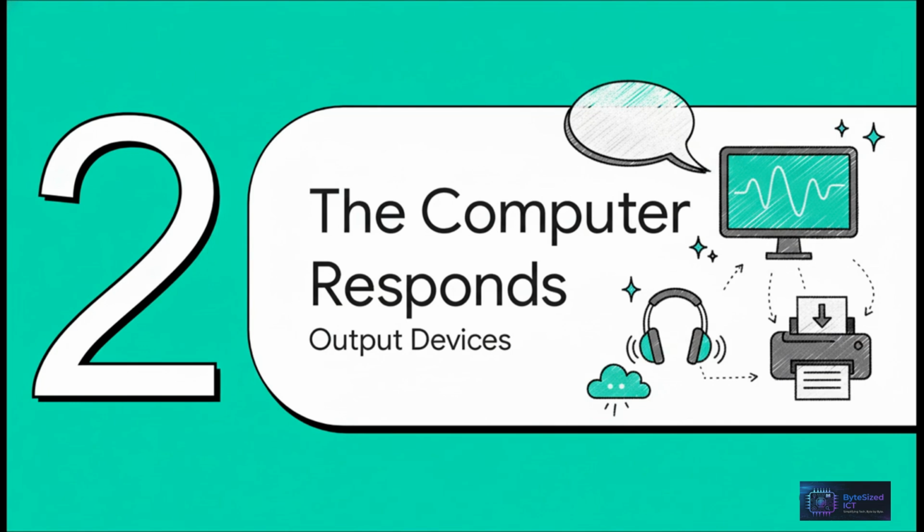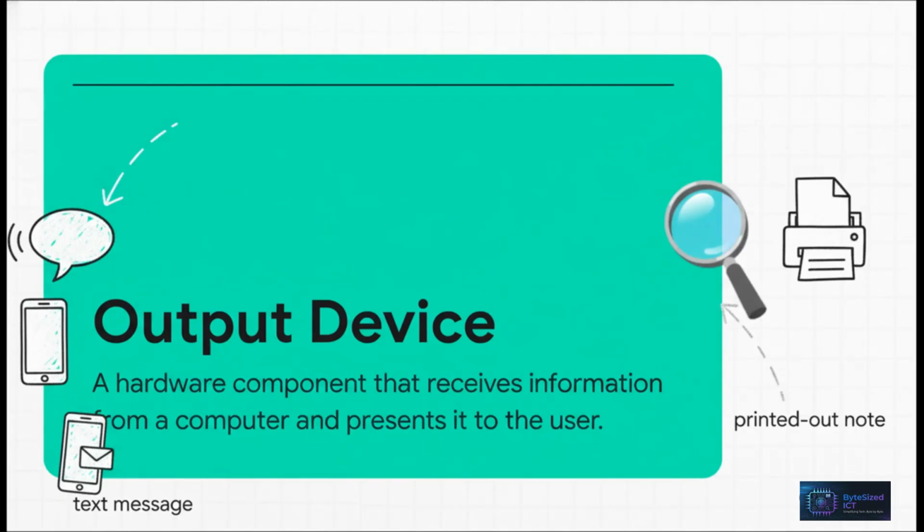Okay, but let's be real. It's not much of a conversation if you're just talking to a brick wall, right? The real magic happens when the computer actually responds. And that brings us to the second half of this whole loop, output. This is the machine's reply. And you guessed it, there's a technical name for this too, an output device. It's the computer's voice, or its text message, or its printed out report. Basically, it's any piece of hardware that takes what the computer has figured out and presents it back to you in a way you can actually see, hear, or hold.